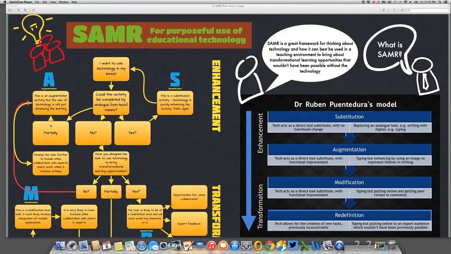So sometimes your lesson just kind of falls in that augmentation phase. It's improved. It's not just a substitution activity, but you're really still just enhancing, and you've not moved above the line. If you said no to that question, that it could not be done without tech, then you're ready to move on. And it says, have you designed the task to use technology to bring a transformational learning opportunity?